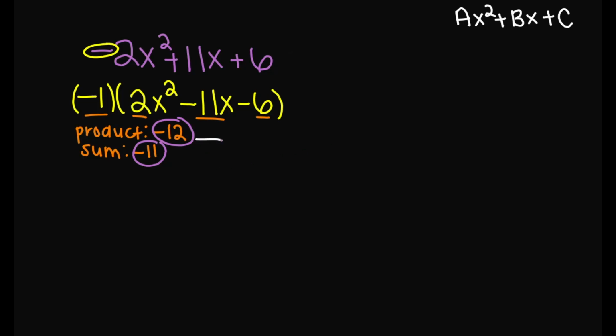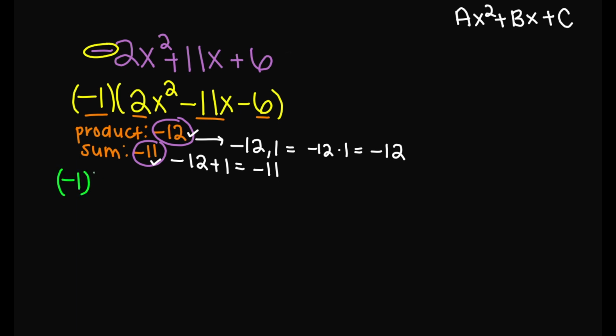The numbers that come to mind are -12 and +1. So if I multiply -12 times 1, this is going to give me -12, which is perfect because this is what we have here. And then if I add -12 plus 1, this is going to give me -11. Perfect. This is also what I have here for my sum. So now let's go ahead and set everything up. My -1, remember, is going to be on the sideline for now. And then we have 2x squared minus 11x minus 6. And remember, we are going to split up that 11x into my -12 and 1.